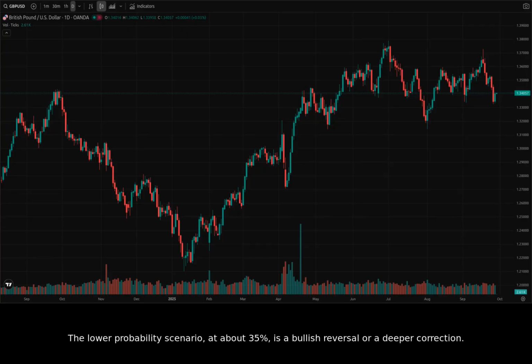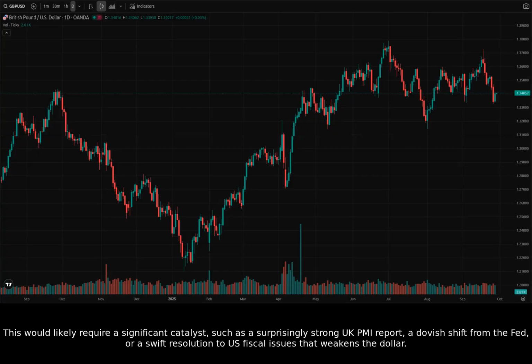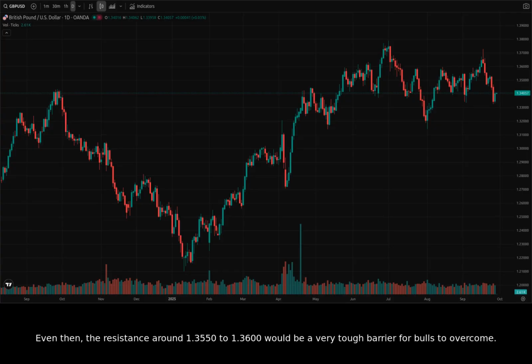The lower probability scenario, at about 35%, is a bullish reversal or a deeper correction. For this to happen, the price must firmly hold above the 1.3330 support and reclaim the 1.3470 resistance level. This would likely require a significant catalyst, such as a surprisingly strong UK PMI report, a dovish shift from the Fed, or a swift resolution to US fiscal issues that weakens the dollar. Even then, the resistance around 1.3550 to 1.3600 would be a very tough barrier for bulls to overcome.